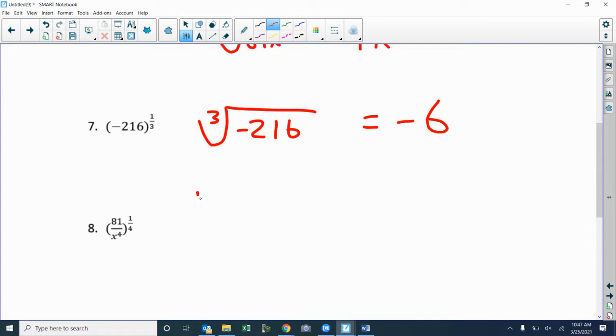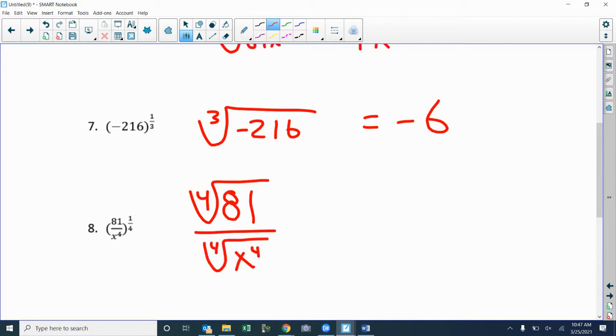Number 8, we can write it as the 4th root of 81 times x to the 4th, although some of you might just put 81 to the 1/4 and know what that is in your calculator. But the 4th root of x to the 4th is x, and 81 is a perfect 4th power of what? 3 times 3 times 3 times 3.